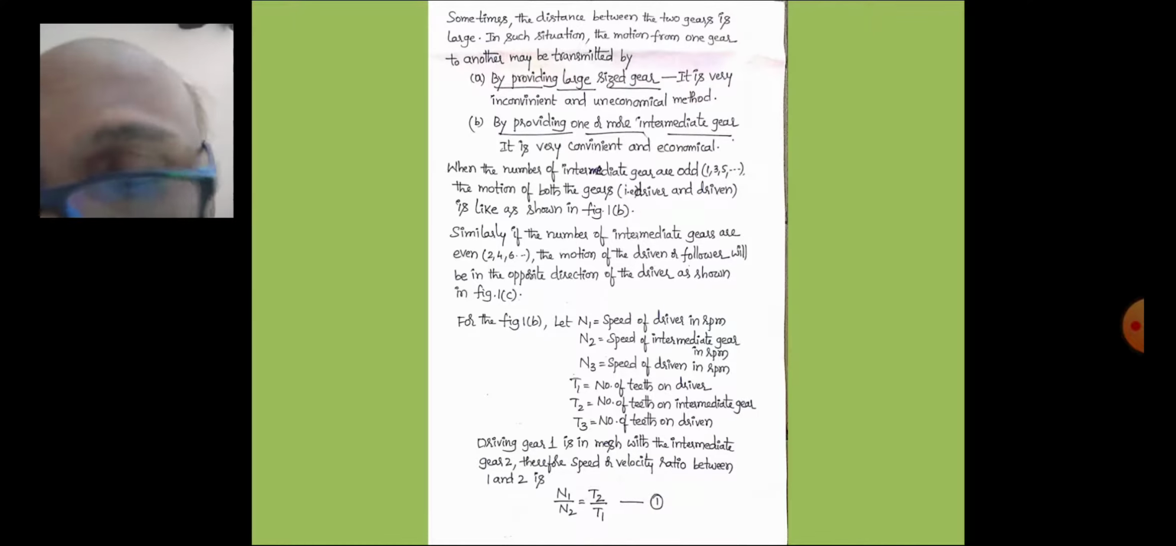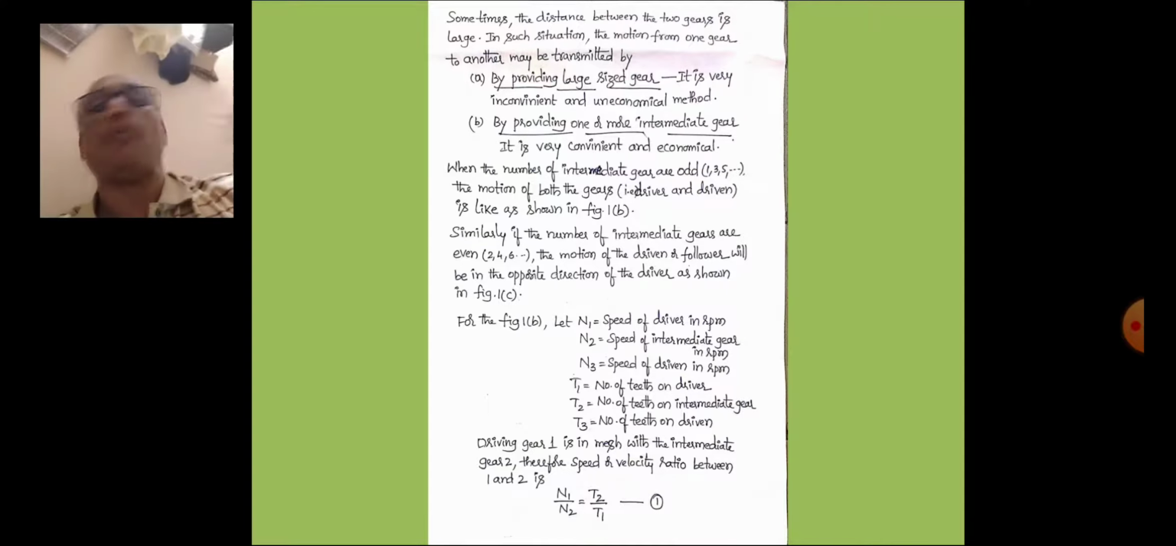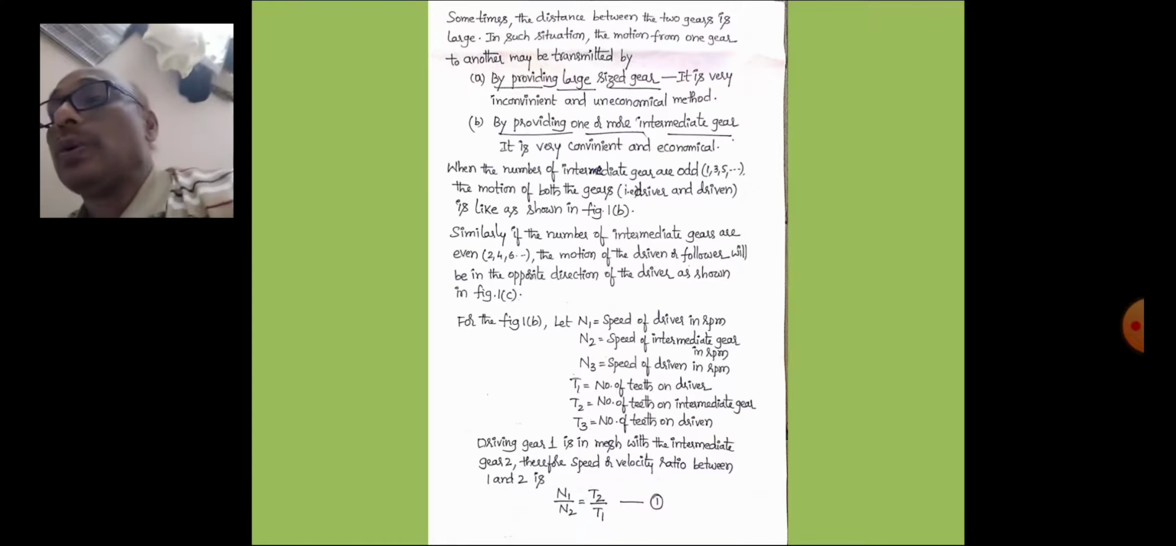Now, for example, if I take figure number 1C, in figure number 1C, gear 1 is a driver, gear 4 is a driven, where I would like to transmit a motion in between these two shafts, 1 and 4. In between there is a gap, and I have provided how many intermediate gears? 2 gears. Gear 2 and gear 3 are intermediate gears. Now with any number of intermediate gears, always the speed ratio or gear ratio or velocity ratio in a gear train is equal to speed of the driver, that is N1, by speed of the driven, that is N4.